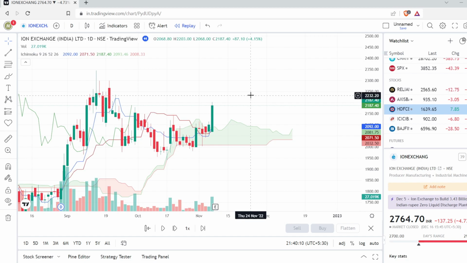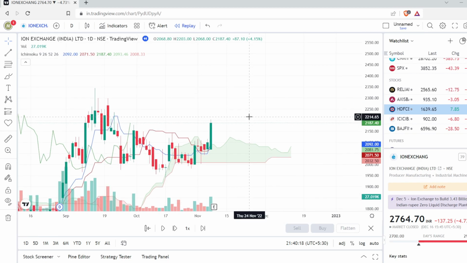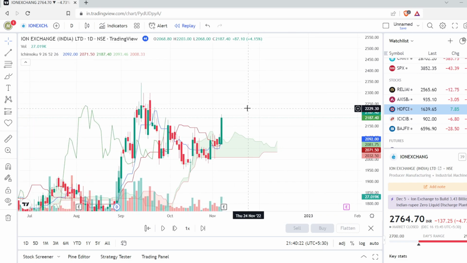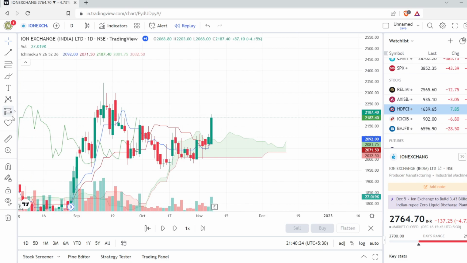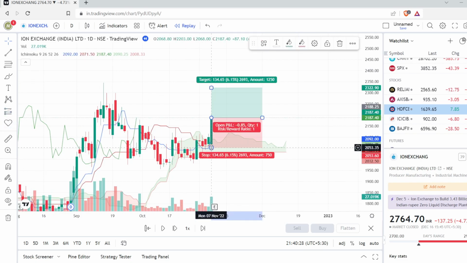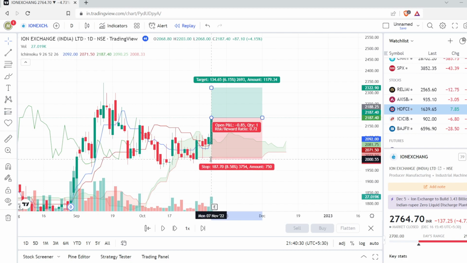The forward Kumo was bullish. The lagging indicator was above the price from 26 days ago, and the Kumo was broken. Every single thing was bullish. So we could have taken the trade on this day.